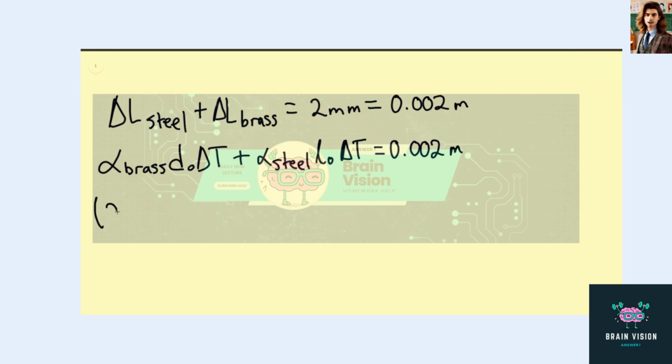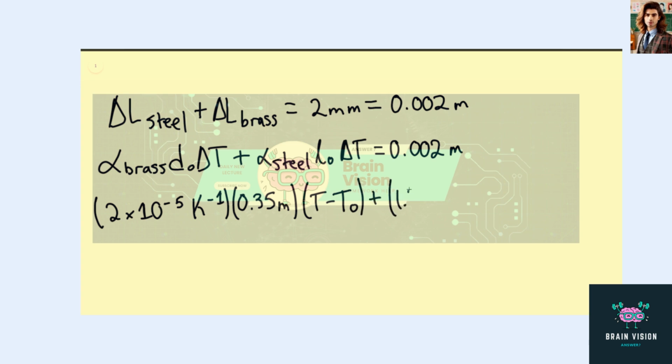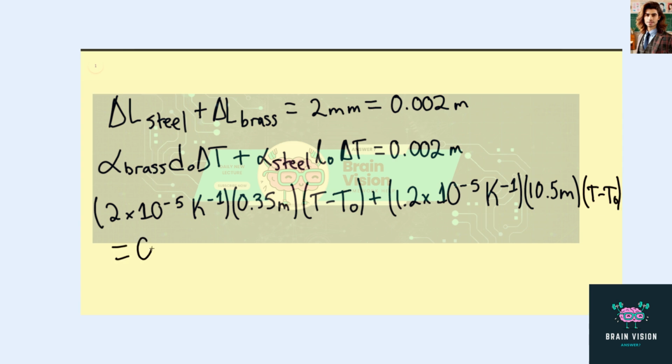And so we should say 2 times 10 to the negative fifth per Kelvin times 0.35 meters times (T minus T sub O), plus 1.2 times 10 to the negative fifth per Kelvin times 10.5 meters, the original length, times (T minus T sub O). This is going to equal, again, 0.002 meters.